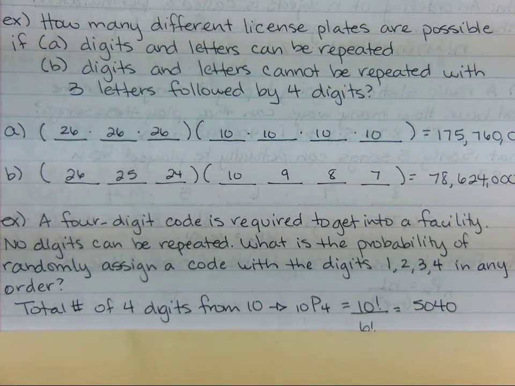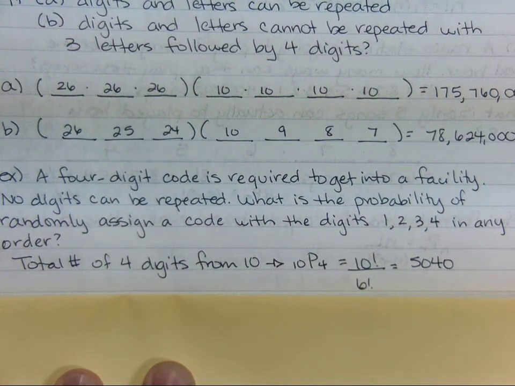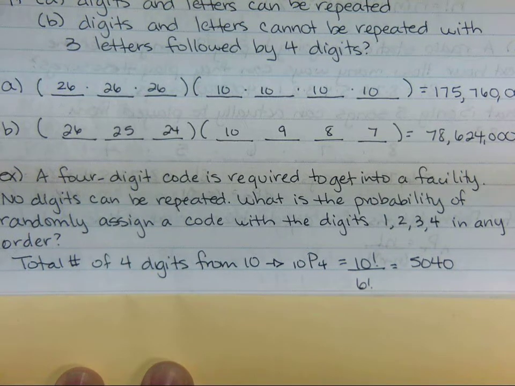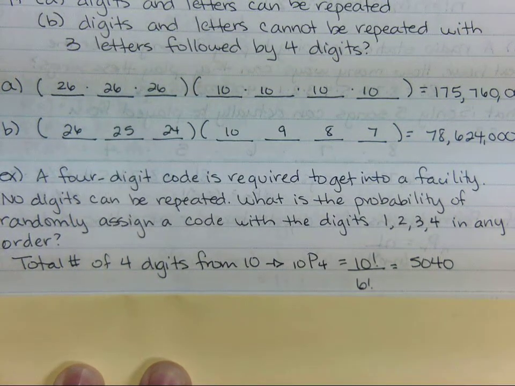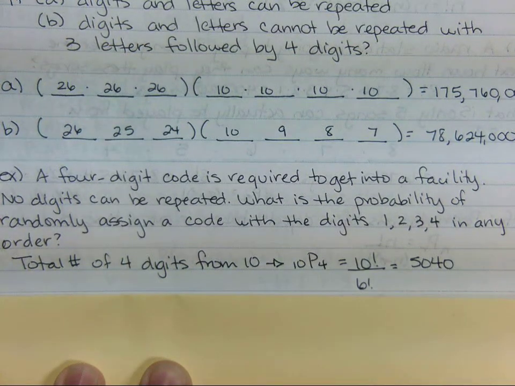Now, we need to go back to our permutation notation. That's a mouthful. The total number of 4-digit combinations that we can choose from the 10 digits that are possible is going to give us the sample size. You need to remember that when you are working with probability, probability is the number of favorable outcomes divided by the number of possible outcomes in the sample size. So our sample size here is 5,040 ways.